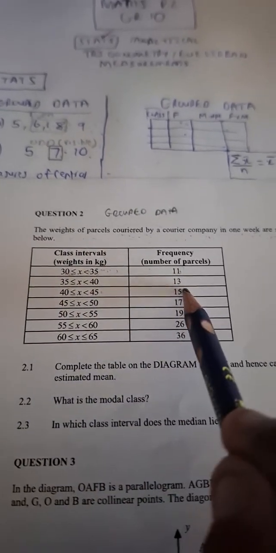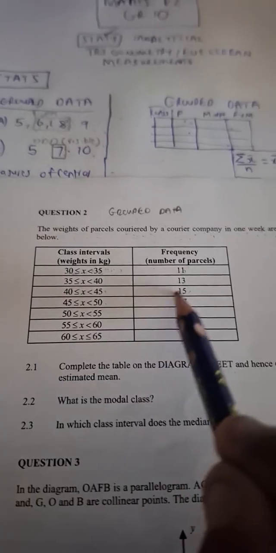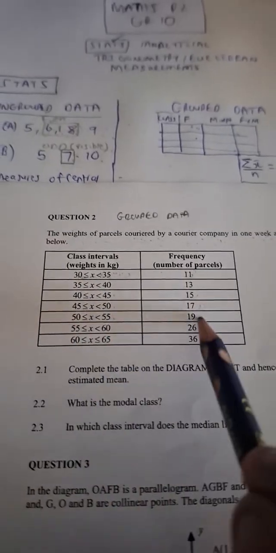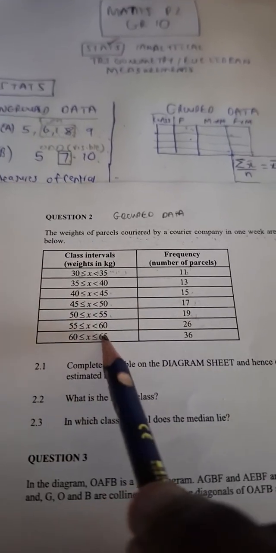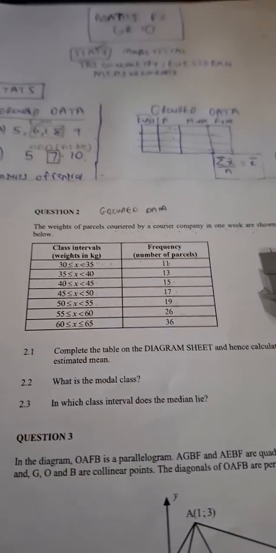11 of them. From 35 to 40, 13 of them. From 40 to 45, 15 of them. From 45 to 50, 17 of them. From 50 to 55, 19 of them. From 55 to 60, 26 of them. From 60 to 65, 36 of them.